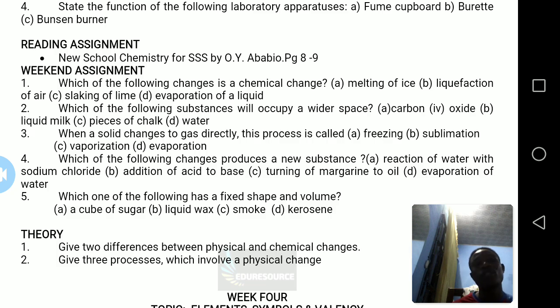It will occupy more space than water. You can confine water in one place. You can confine milk in one place. You can confine your piece of chalk in one place. But you cannot confine carbon 4 oxide. So carbon 4 oxide is the answer. So the answer is A.